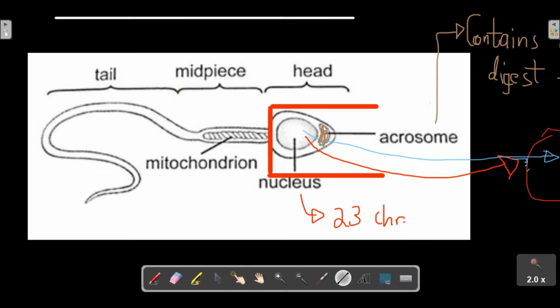And here's another section of the sperm cell, which is the mid piece, also called the neck.